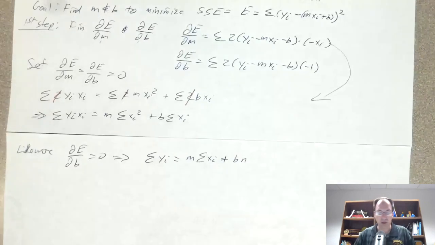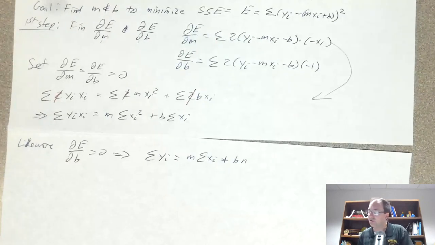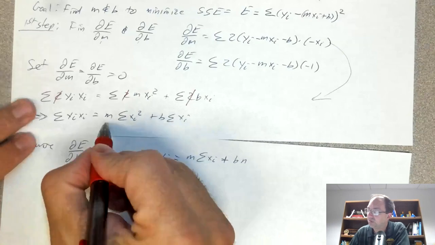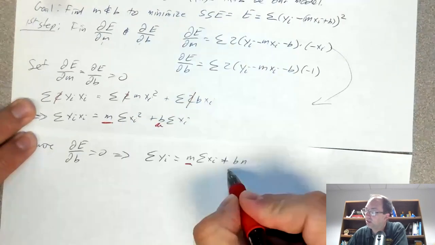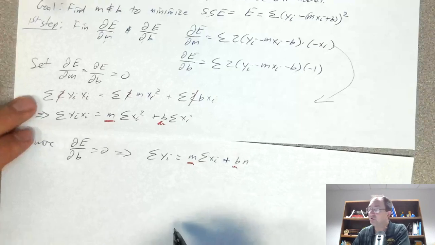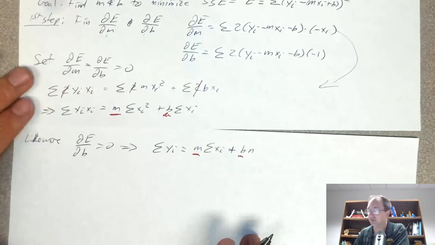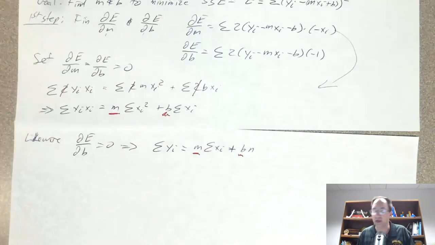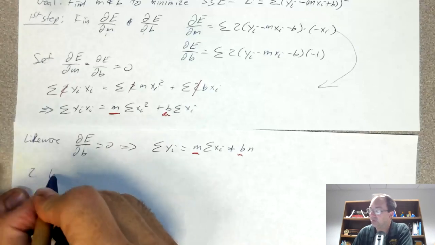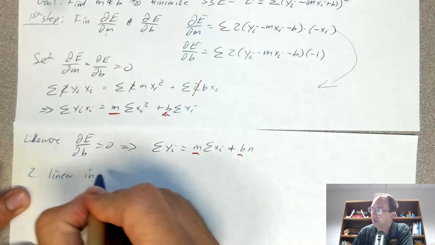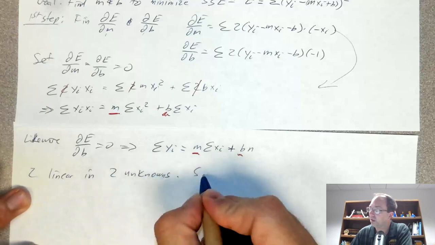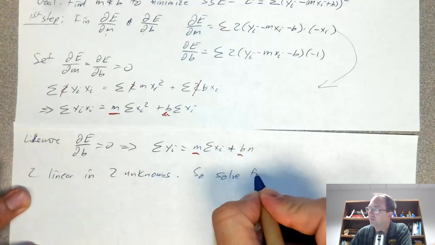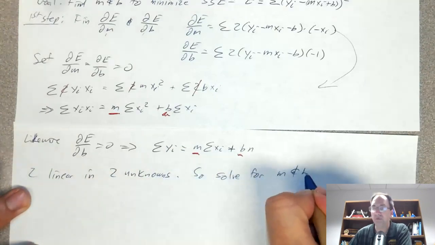And the good news is we have two equations, two unknowns. Here's an m, here's an m, here's a b, here's a b. And so these are two linear equations, in fact, because the m's and the b's don't have any powers or anything. So two linear equations and two unknowns. So solve for m and b.